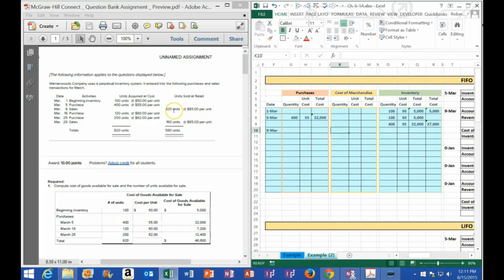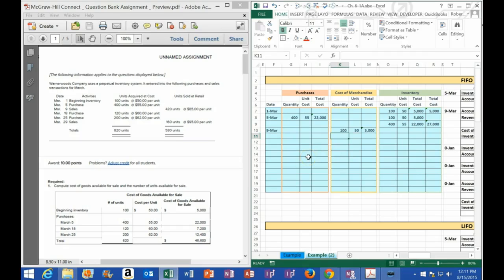Now, we know we sold 420 units. The question is, which units did we sell? Because we have 100 of them which cost $50, and we have 400 of them that cost $55. Under the FIFO method, we are going to assume we sold the old ones. We're assuming we're selling these old ones at $50 first, then going into the newer ones at $55. Therefore, we wipe these out. These are gone. We sold 100 units, and we're assuming they cost $50. We don't know exactly which units we sold, but that's the assumption we're making under the FIFO method.